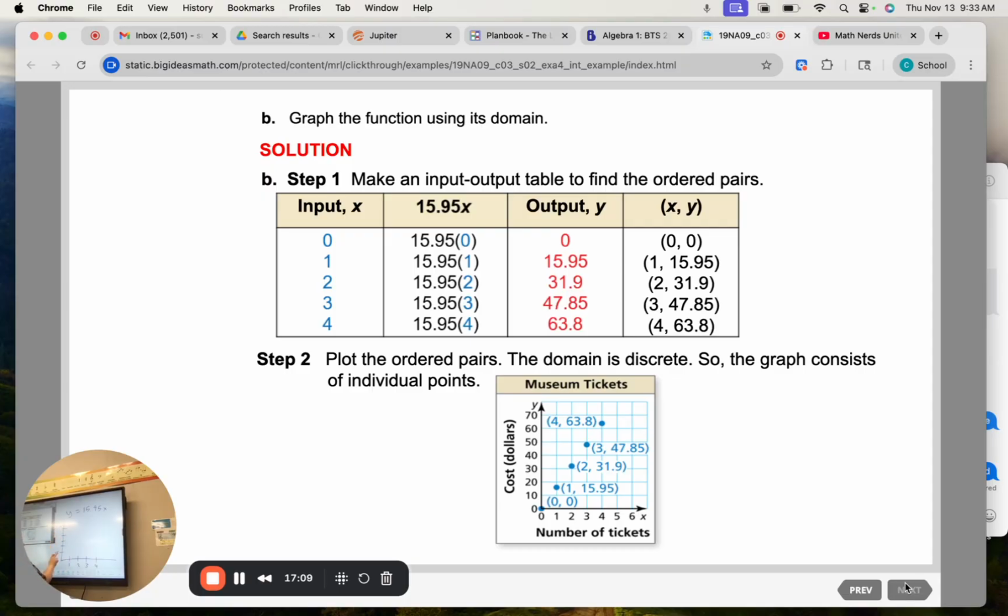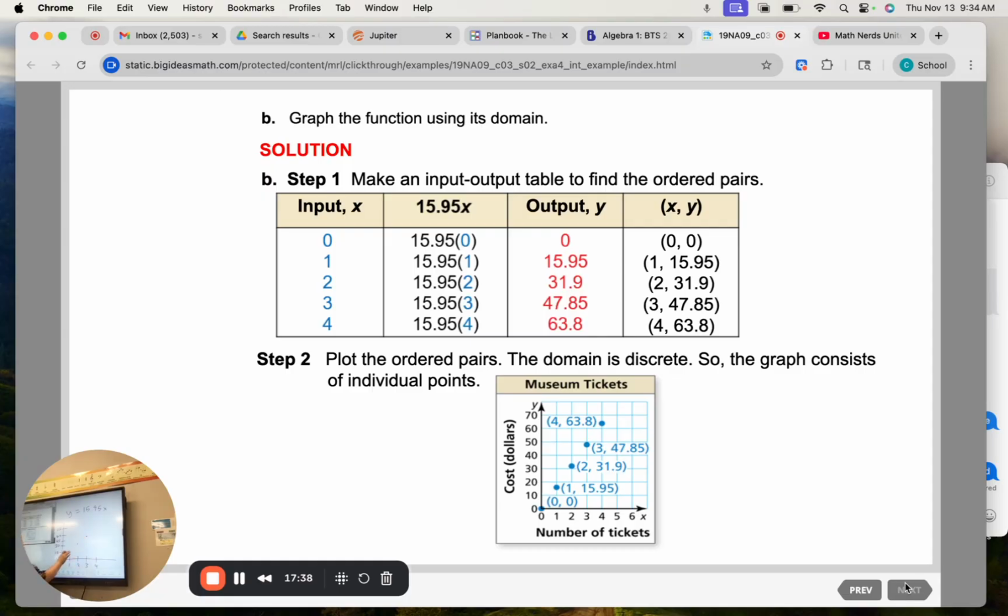So let's go 15, 30, 45, 60, 75. That makes more sense, right? Because each ticket is at about $15. So I'll go up by $15 each time. So my first ticket is just a little over $15. If I bought 2 tickets, it'd be a little over $30. So on and so forth.